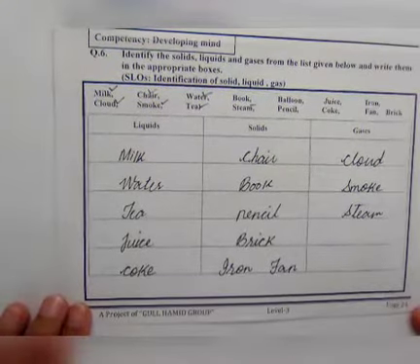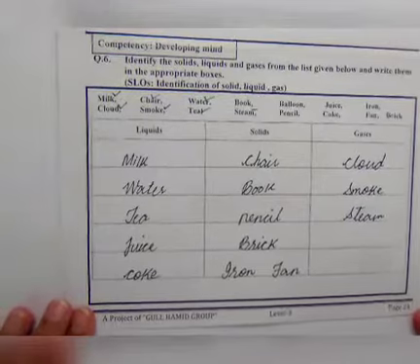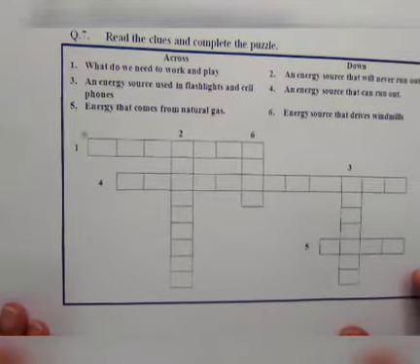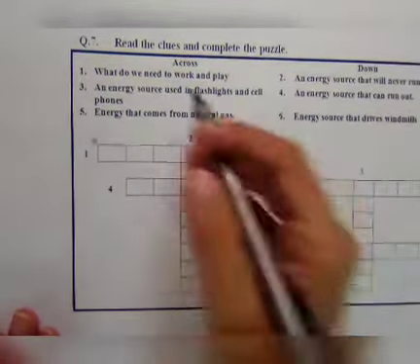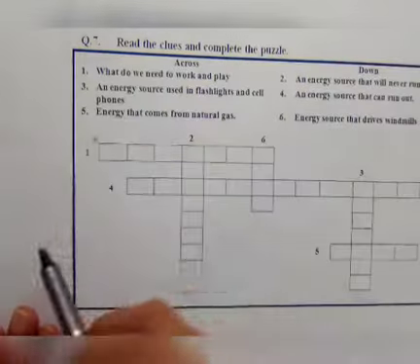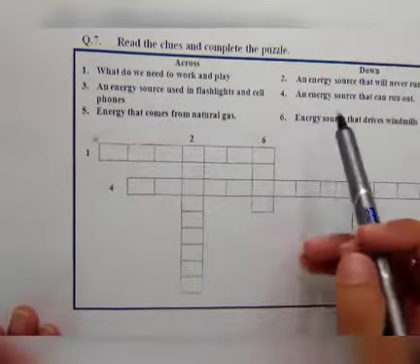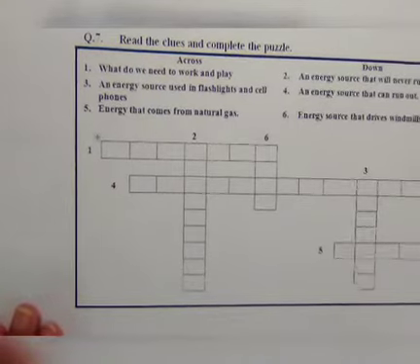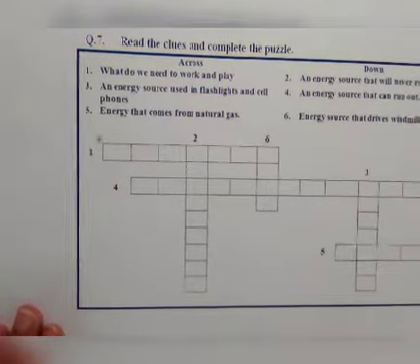Students, you can write it in your remedy pack. Thank you so much. Now move towards question number 7. Read the clues and complete the puzzle. Across and down. Here are 6 sentences. First of all, we can read them and then answer them and complete the following puzzle.